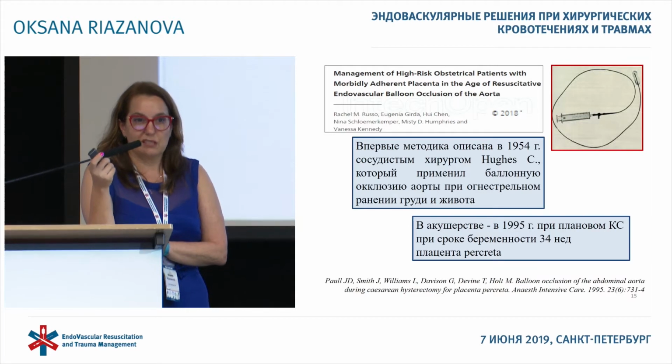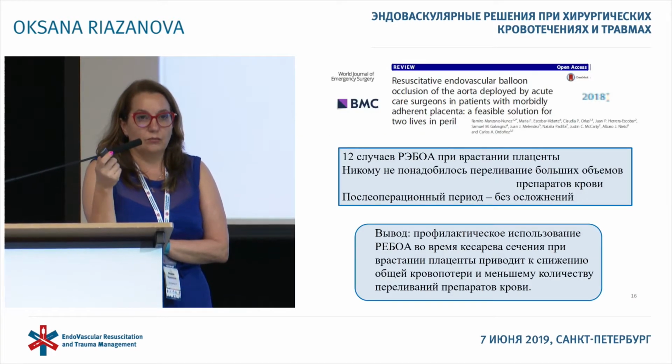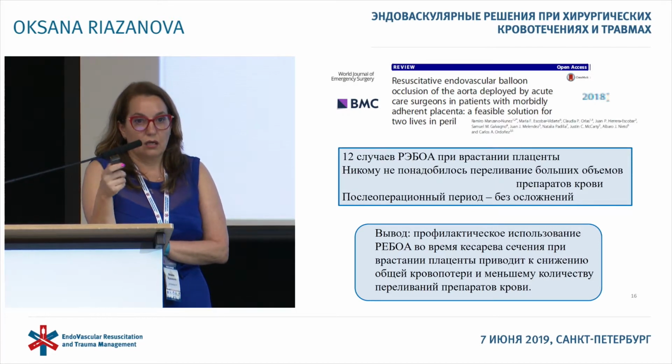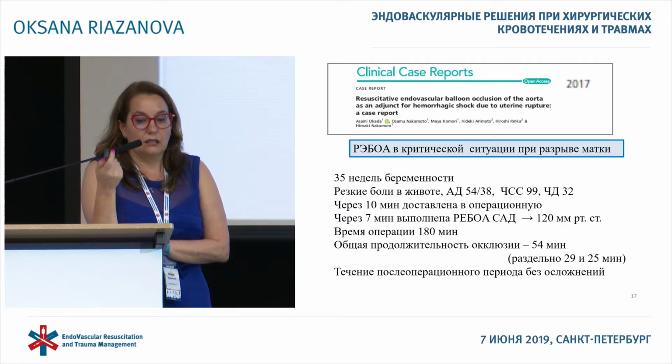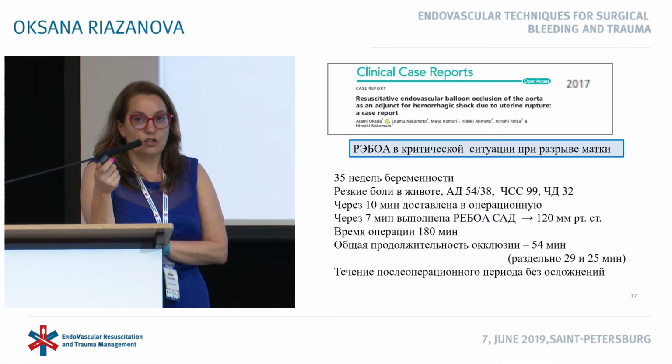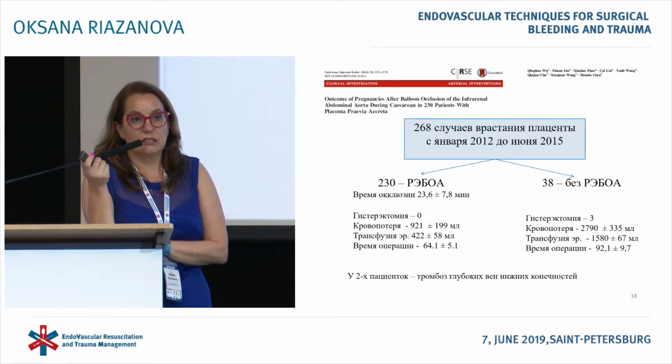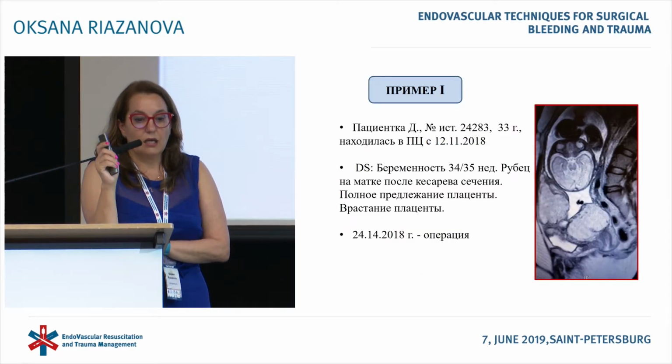For the first time, this method, REBOA in obstetrics, was deployed in the 1950s. Very few works published, 12 cases in Japan of using REBOA in placenta percreta cases. There is a clinical case report, resuscitative REBOA with uterus rupture, and this is the biggest case report published by Chinese colleagues, 230 patients with placenta previa, percreta, and REBOA in this case.